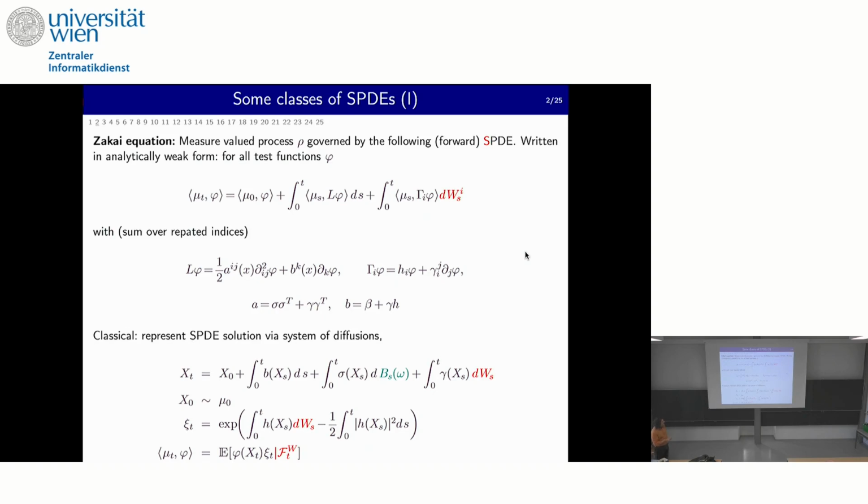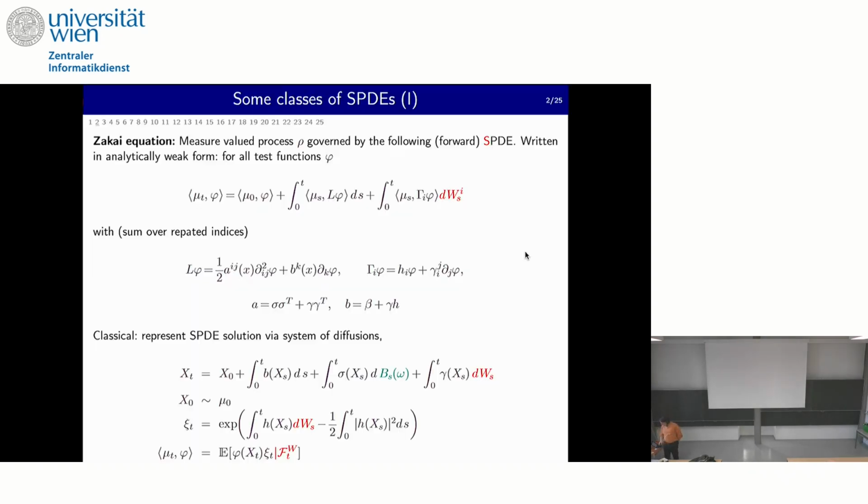Let me just point out that the system of diffusions, also known as stochastic characteristics, is naturally driven by two batches of Brownian motions. Here is the W, the Brownian motion that you see in the SPDE, and there's another one that is tied to this diffusive operator here. Also important, you have this exponential term that comes from the Girsanov change of measure that is behind the scenes.